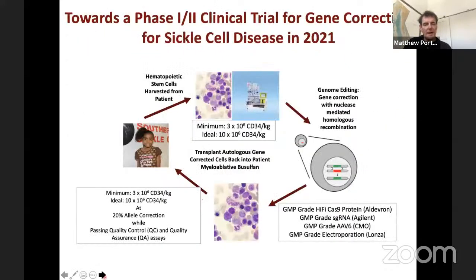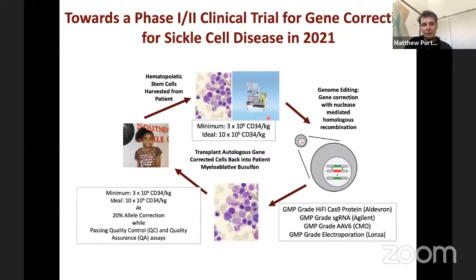So with this data, the safety data that I described, and data showing that we can scale the process up in a GMP facility, which I haven't shown, we actually got IND approval late last year to proceed with a clinical trial into which we will harvest CD34 cells from first adults. I show a child here because ultimately we want to treat children before the destructive effects of sickle cell disease manifest themselves.